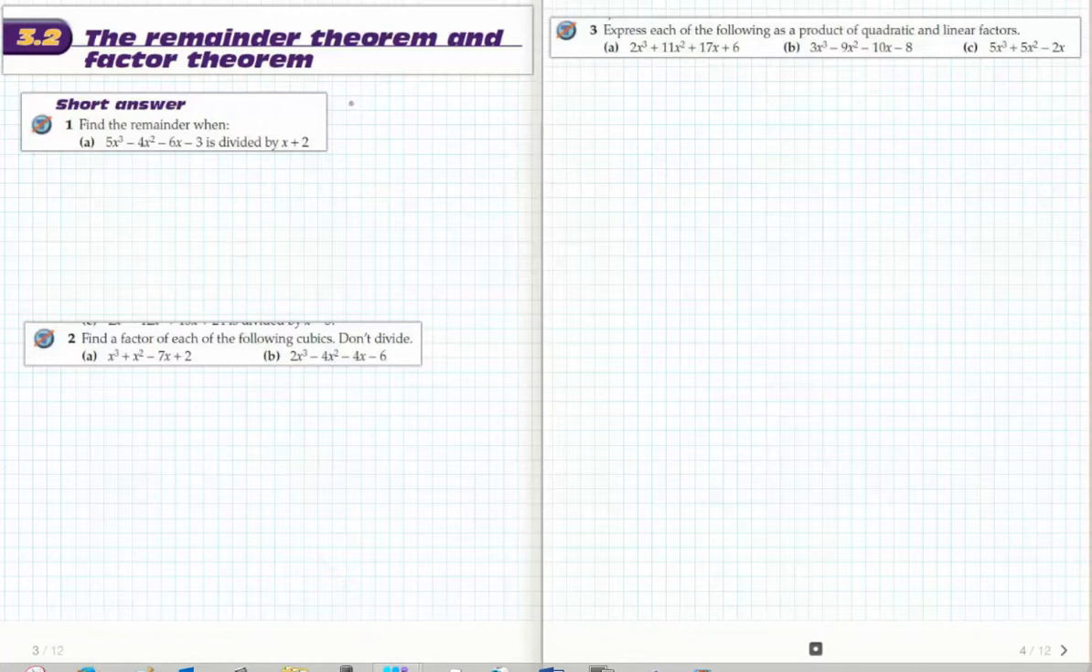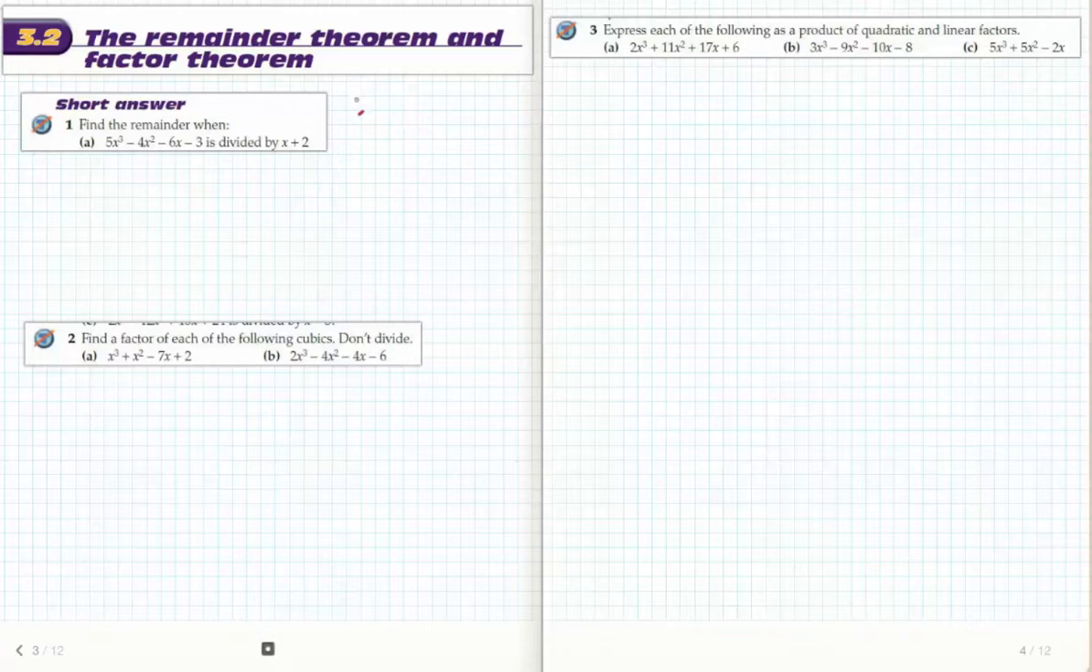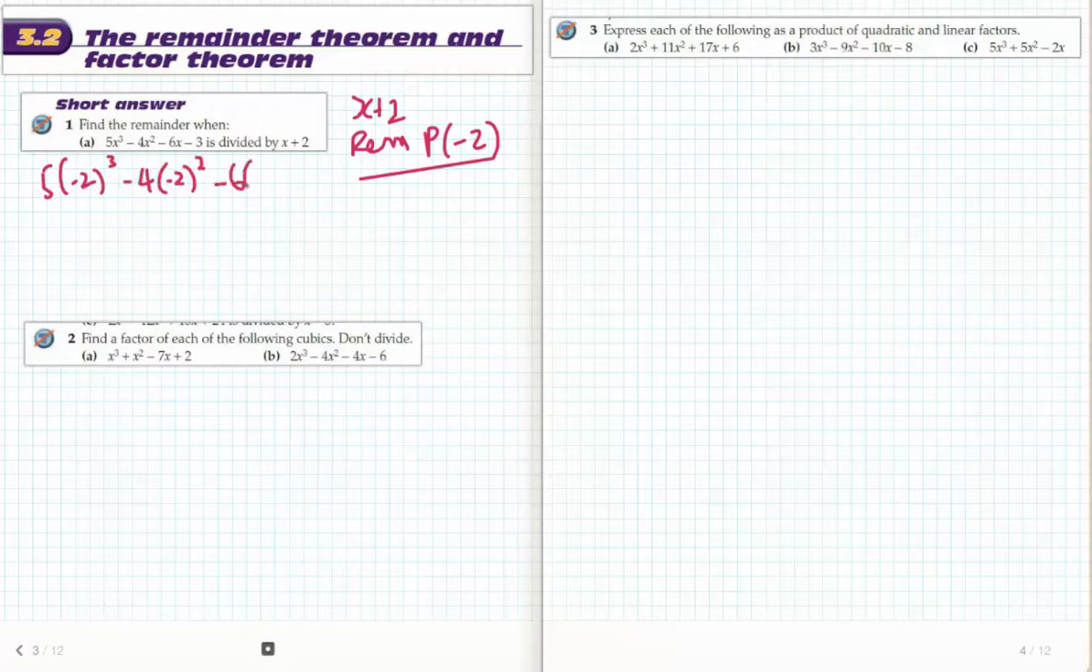The remainder theorem tells me that if I'm dividing by x plus 2, then the remainder is going to equal p of negative 2. So p of negative 2 will be 5 times negative 2 cubed minus 4 times negative 2 squared minus 6 times negative 2 minus 3. Negative 2 cubed is negative 8, so negative 40. Positive 4 times negative 4 is minus 16 plus 12 minus 3.